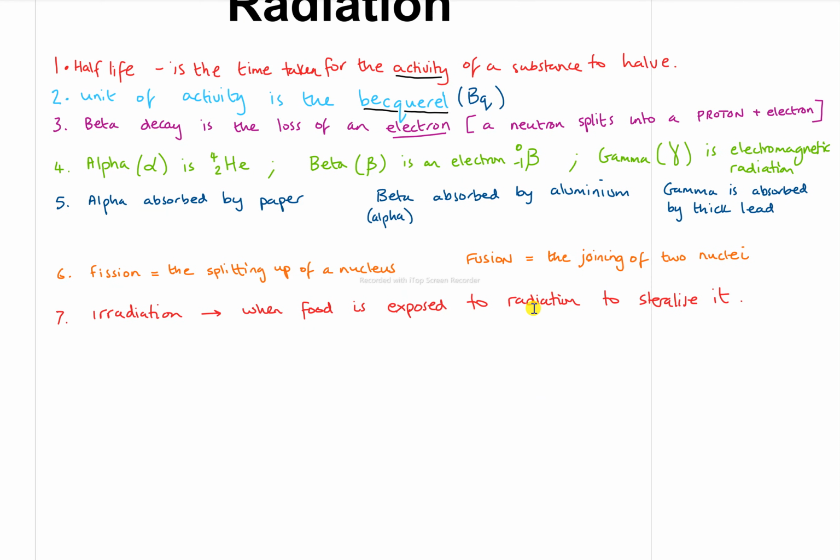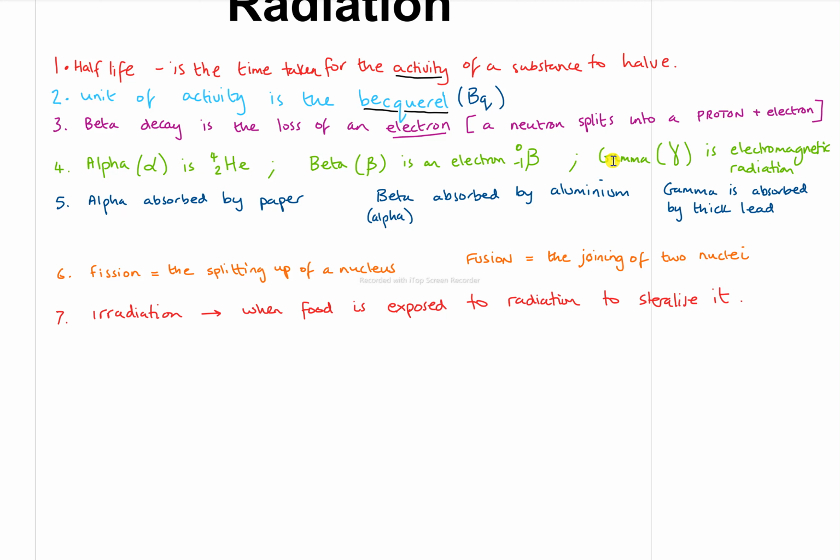Radiation worksheet. So we know half-life is the time taken for the activity of a substance to halve. Radioactivity is measured in becquerel. Beta decay is the loss of an electron. How does that happen? A neutron splits into a proton and an electron. Alpha particle is a helium atom. Beta particle is an electron.